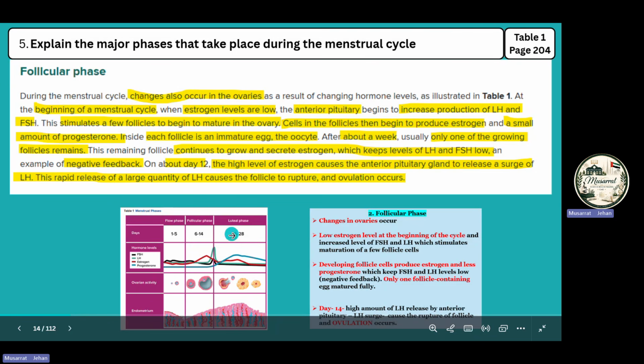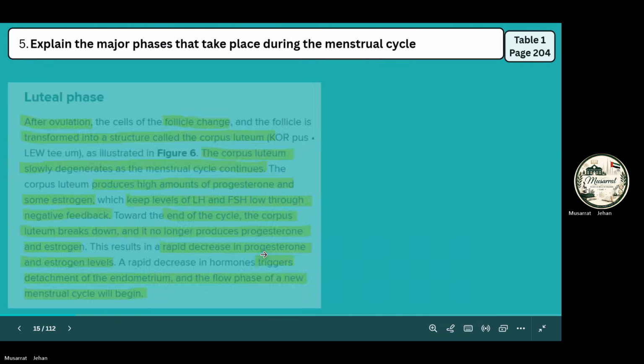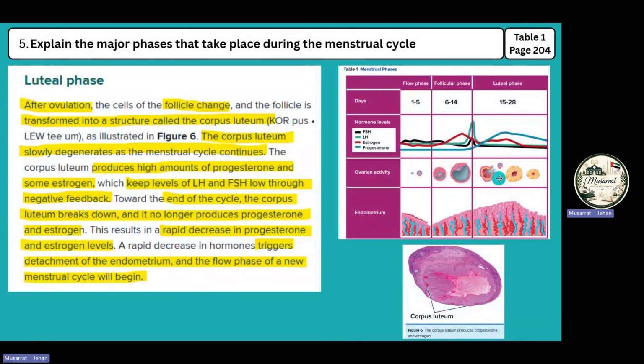So this is where the luteal phase will start. In the luteal phase, you should know the number of days. You should check the hormone level. You should see what's happening to the ovary, like first it was oocyte, then it is developing. And also you should see what's happening to the endometrium. So this figure is telling you that.